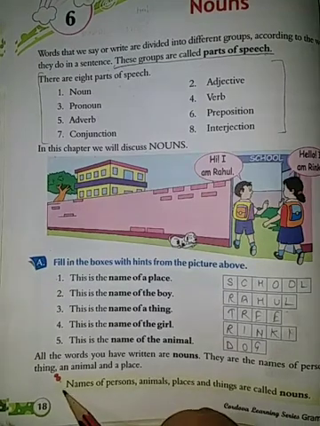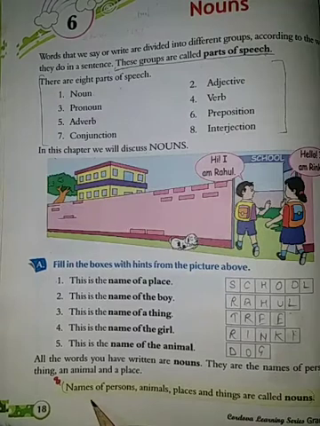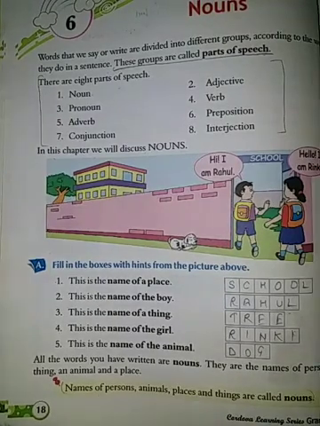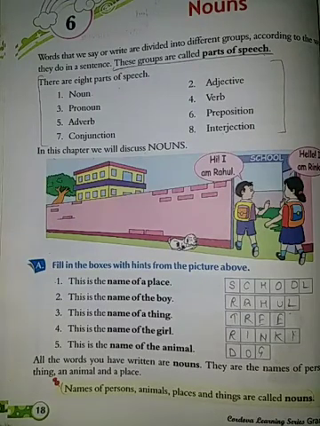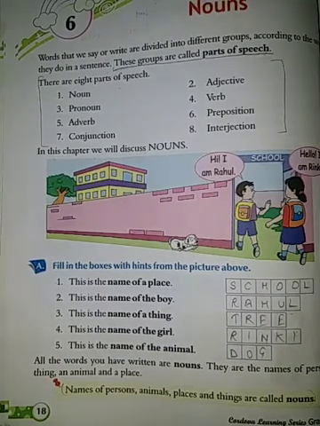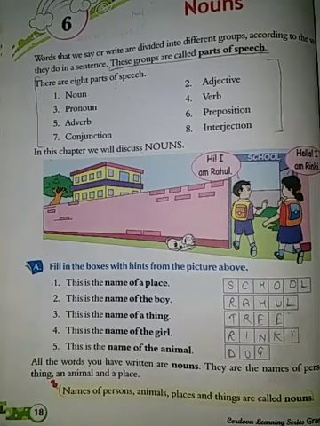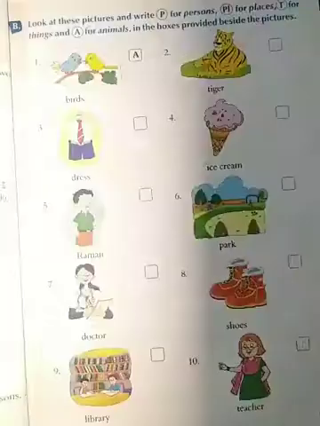So this definition you have to write. The definition of noun: names of persons, animals, places, and things are called nouns. I will ask this question to each and everybody in your class. So you have to learn this definition by heart if you don't know it. If you know it, then it's good. Let's move to the next page.